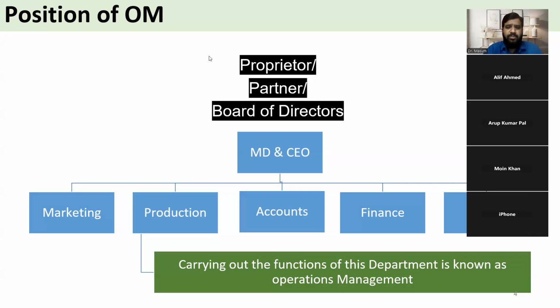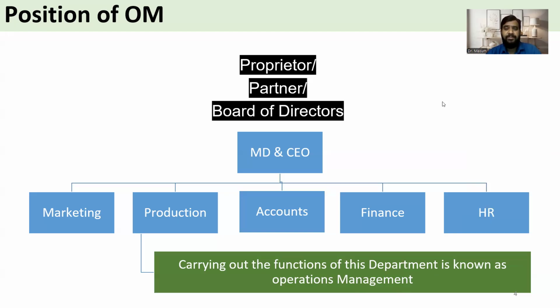So have you got the idea what production management is? Production management is also operations management. Production management and operations management are the same. So management means planning, organizing, staffing, leading, and controlling. Production management means management of the operations department. Planning, organizing, staffing, leading, and controlling of the operations activities is known as operations management or production management. Or in other words, carrying out the functions of this department is known as operations management.